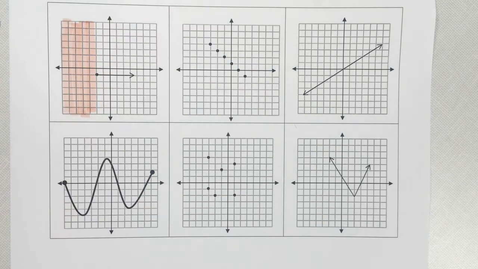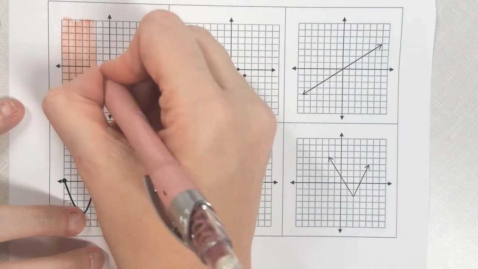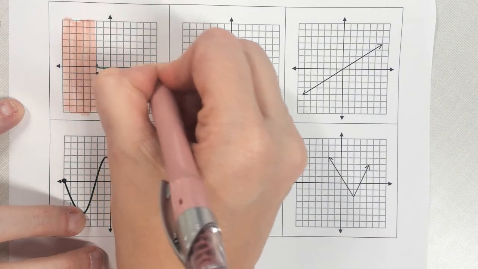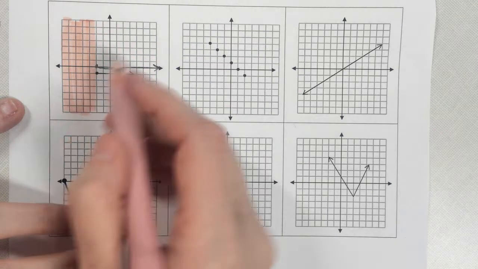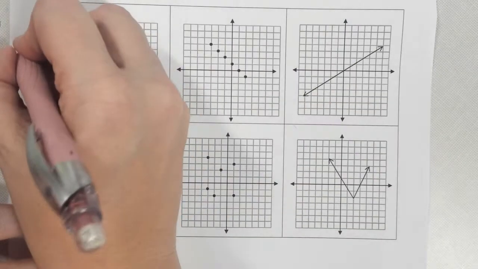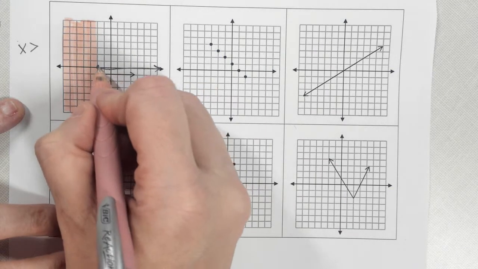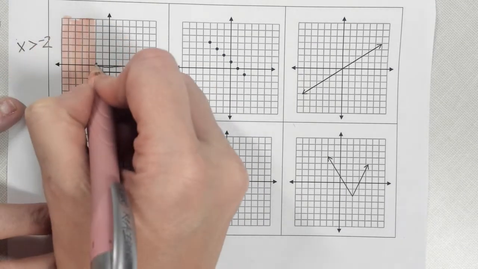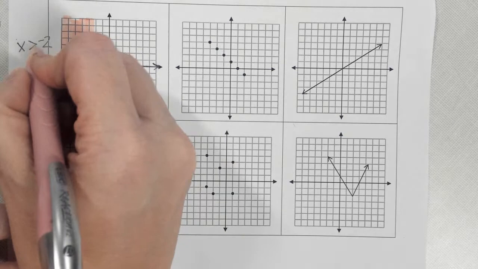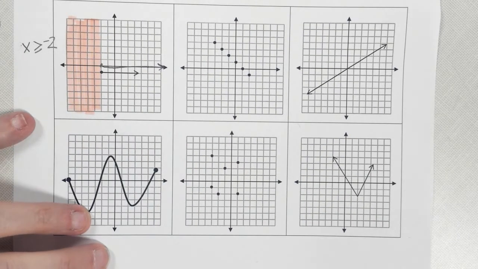Okay, so I can see, and then just because, why not? I'm going to smoosh this up. Okay, so I see that all of my x values here are greater than -2. Since it's a dot and not a circle, they're also equal to -2. So that is my domain. X is greater than or equal to -2.